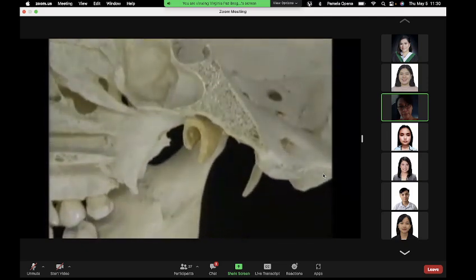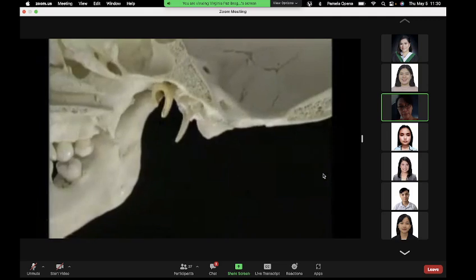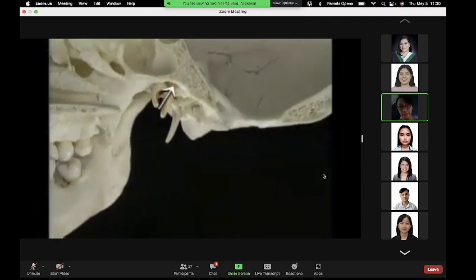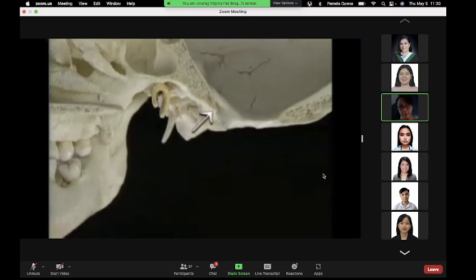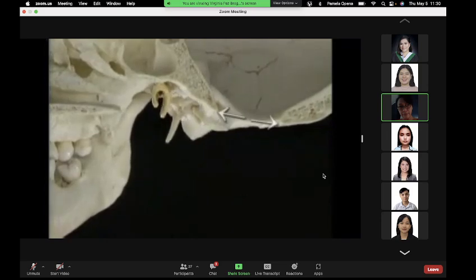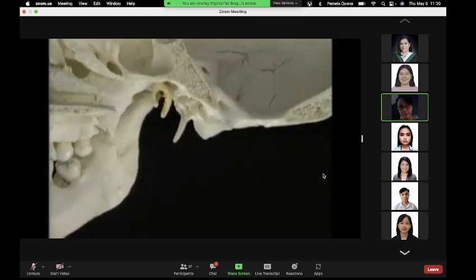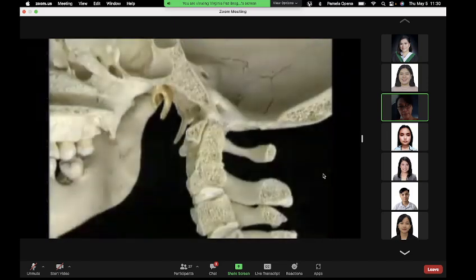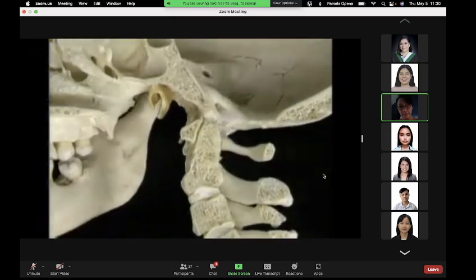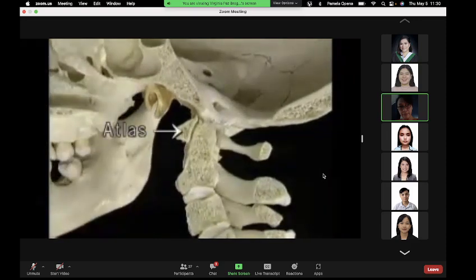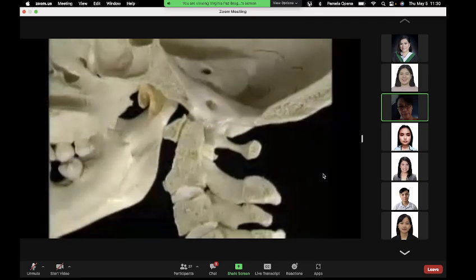The roof of the nasopharynx, formed by the underside of the sphenoid and the basal part of the occipital bone, slopes downward toward the foramen magnum. To complete our picture of the bones around the nasopharynx, we'll add the cervical vertebrae. Here's the anterior arch of the atlas, and here's the odontoid process of the axis.